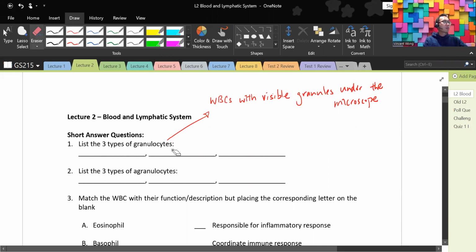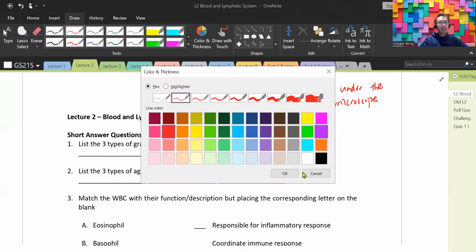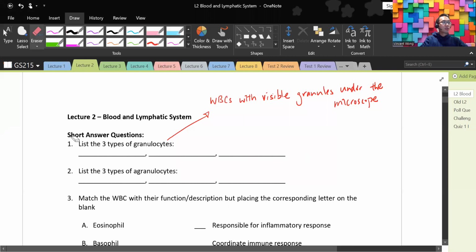So 3 types of granulocytes. Does anybody remember some examples of granulocytes? Help me out here, please. Yeah, Brian said neutrophil. Someone else says basophil. Excellent. So neutrophil, basophil, and Donna said eosinophil. That's correct.